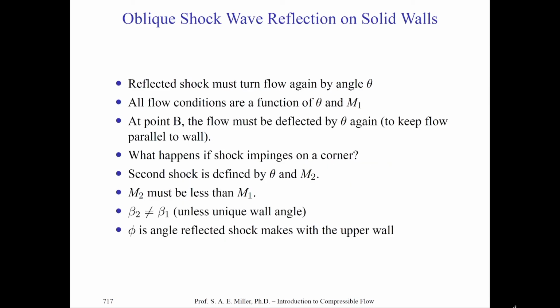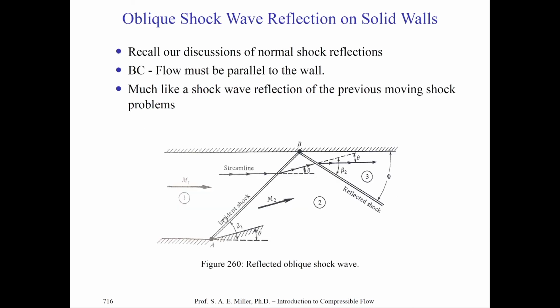We also know that M2 must be less than M1, and also M3 must be less than M2. It's also very much possible to have strong shocks where we have subsonic flow after the particular shock, which terminates the supersonic flow, and we have no subsonic shocks afterwards. We also know that beta 2 must not be equal to beta 1, unless there's a very particular wall angle. For example, here's beta 1, and here's beta 2.